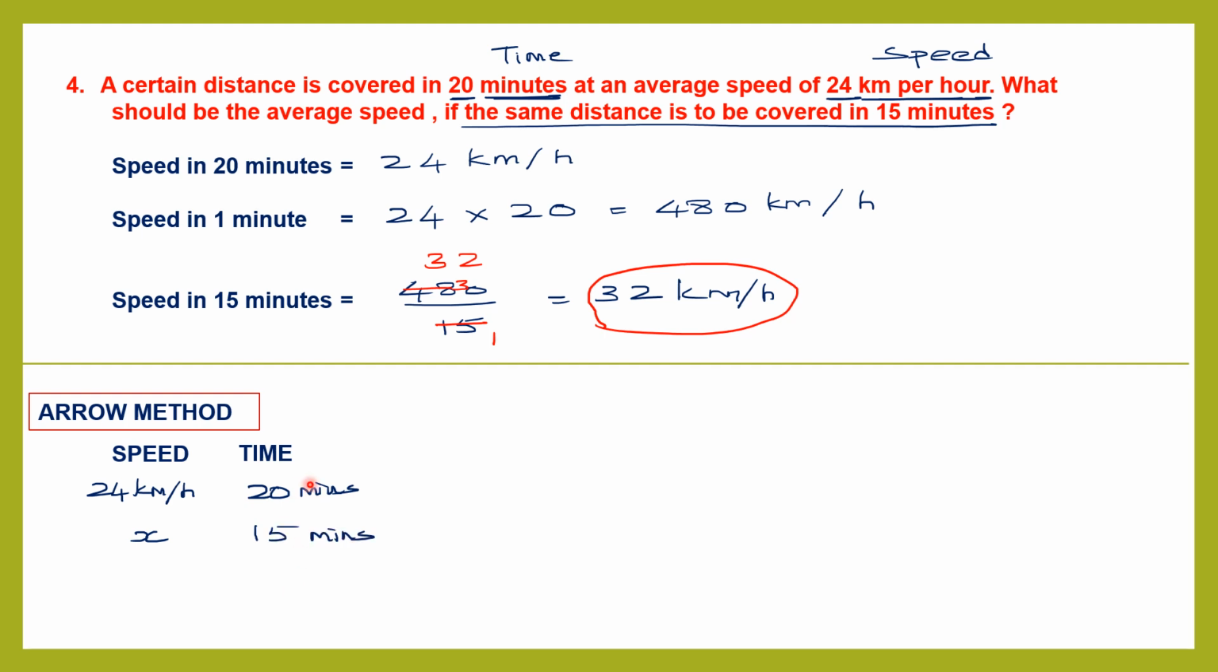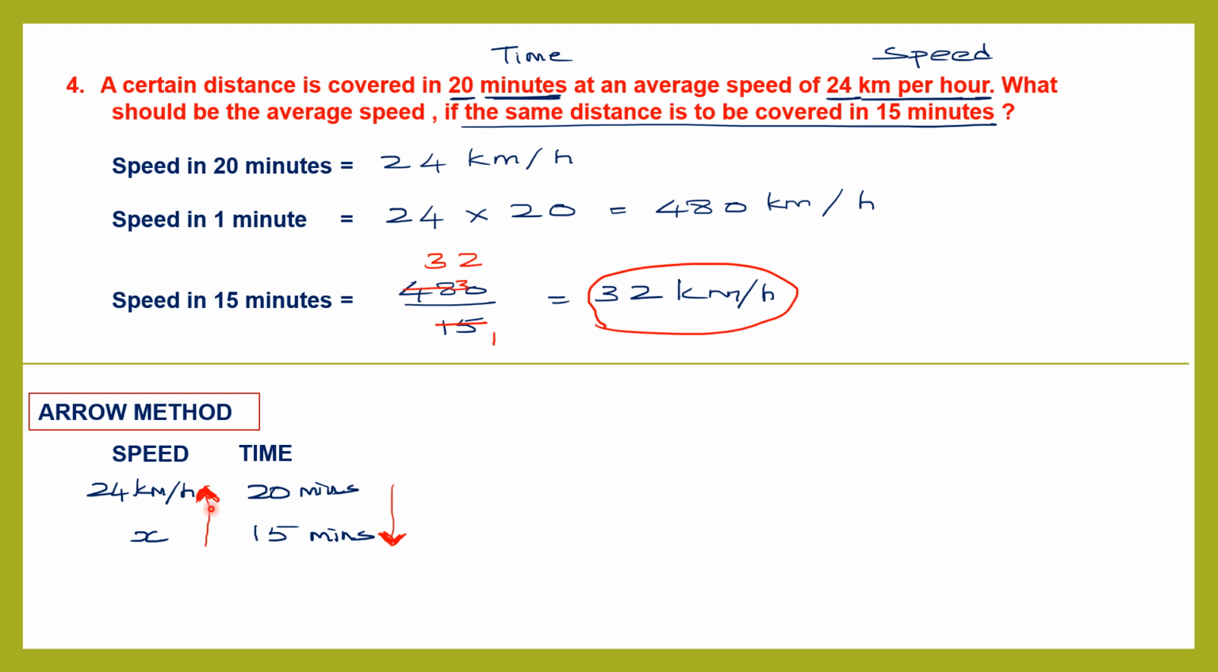So now look at the time. The time has decreased from 20 minutes to 15 minutes. The time has decreased. So let's draw our arrow. So we draw an arrow like this because the time has decreased. 20 minutes has now become 15 minutes. Now here in 20 minutes, the speed was 24 kilometers per hour to reach a certain distance. Now the same distance has to be reached in 15 minutes. That means the time has reduced, so the speed has to be increased. Only then can they reach that same distance. So the speed now has increased. So our arrow has pointed this way now.